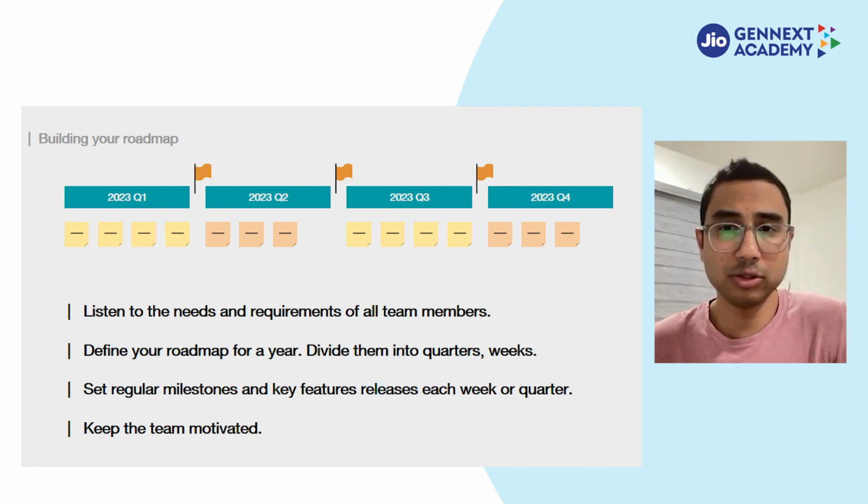Once you have all the inputs, prioritize them basis your goals. You can then work backwards to set various milestones that will help you reach the eventual goal. You can start by defining the roadmap for a period of 6 months to a year. Divide them into quarters or weeks and set frequent milestones for your team. This will keep them motivated and will ensure that you're able to provide regular updates to your product and to your users.